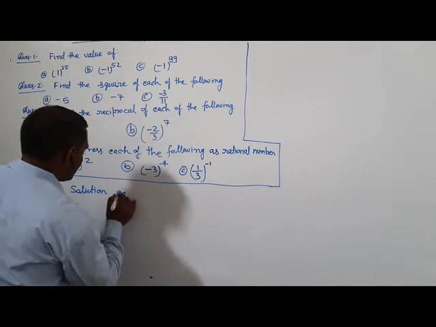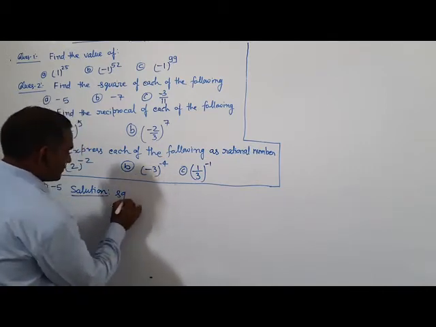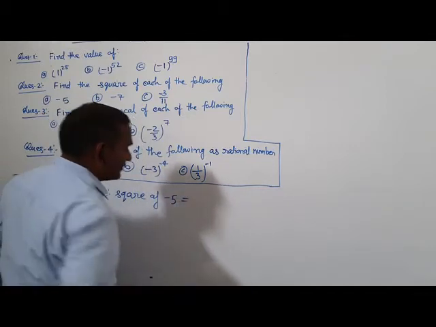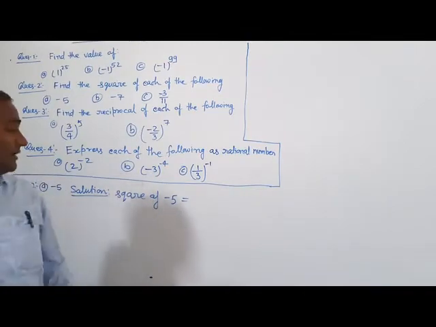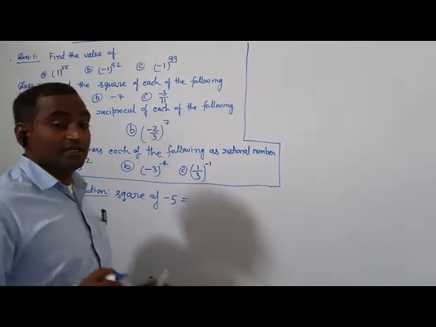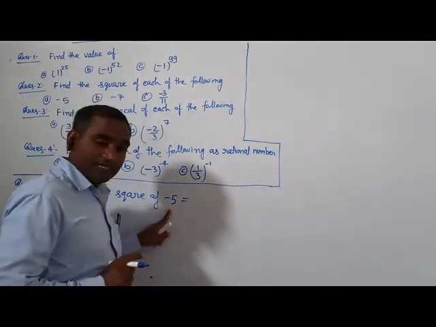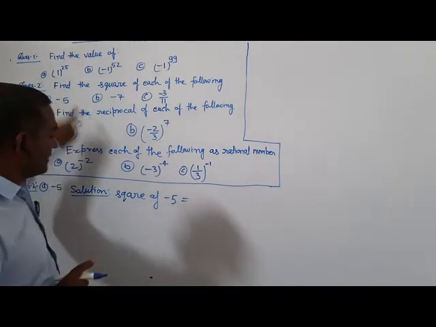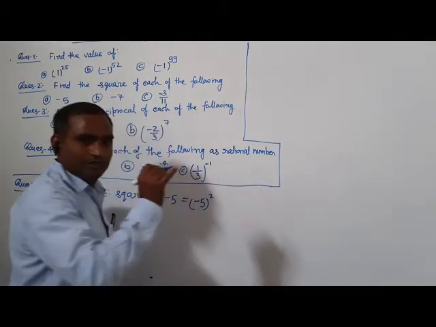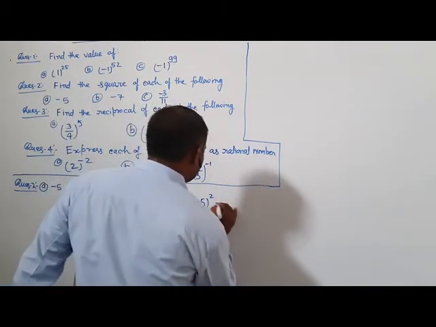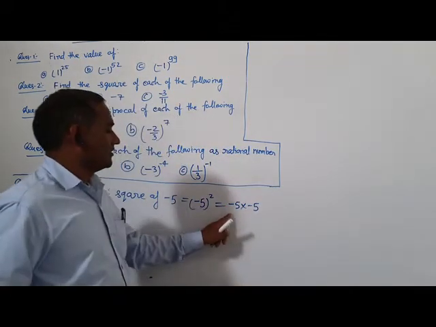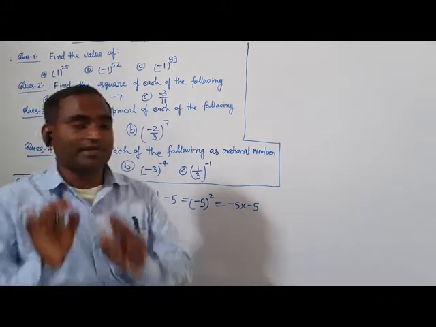Square of -5 is equal to square. Square is raised to the power 2. When the power of any number is 2, that is called the square of that number. Here -5 is the number, and the square of this will be (-5) raised to the power 2. Now we have to multiply 5 two times: -5 into -5. Here the number of negative signs is even, 2, even.